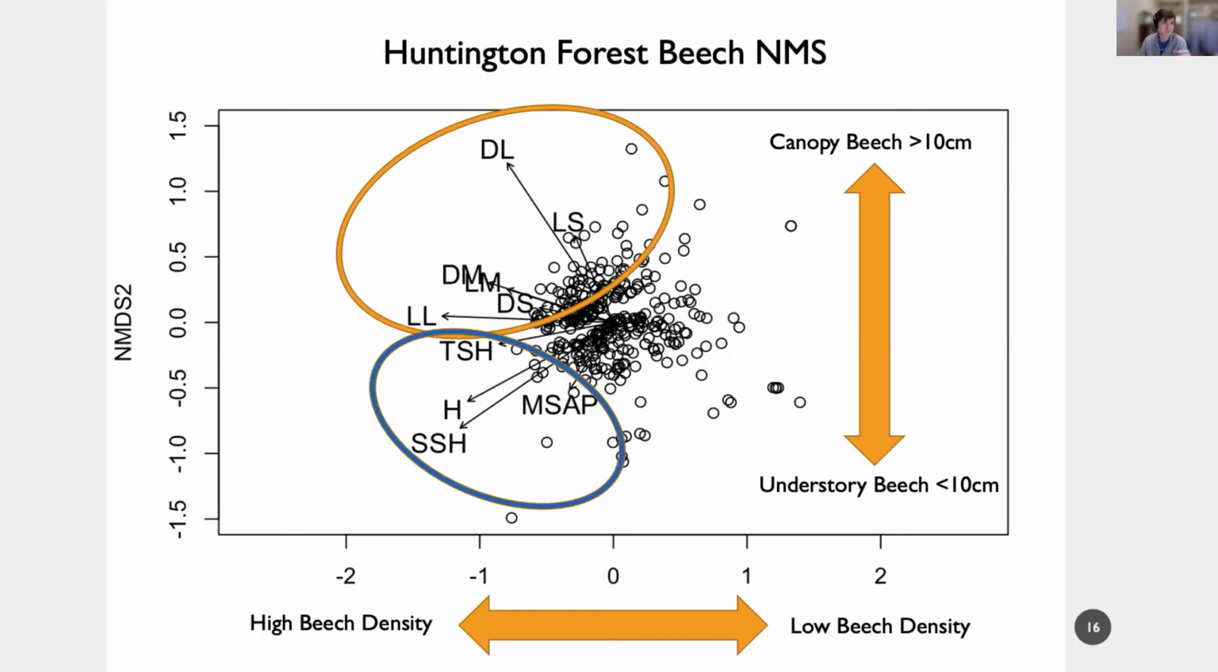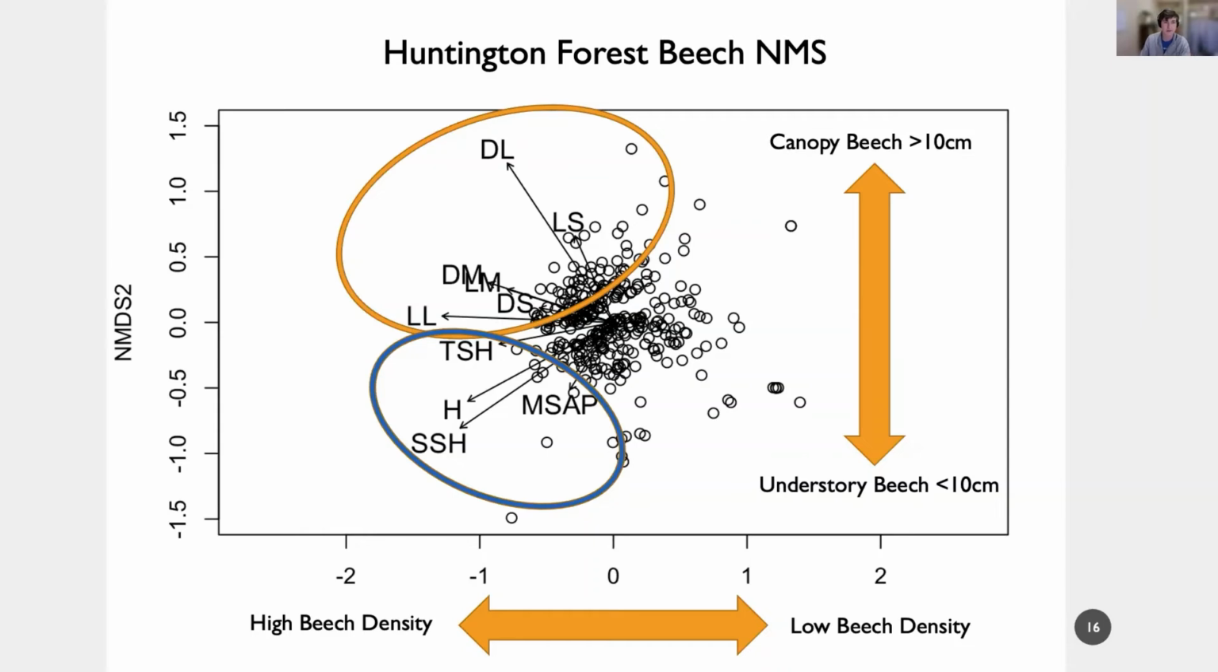All the variables on the top of this figure, or the positive second axis, the y-axis there, are all our canopy variables. So our canopy trees in those 3 size classes, as well as the 3 size classes of snags. And then all the ones circled in blue on the negative y-axis there are our understory beech variables. So on the y-axis here, the exciting axis in my opinion, we have this gradient from canopy beech trees to understory beech trees.